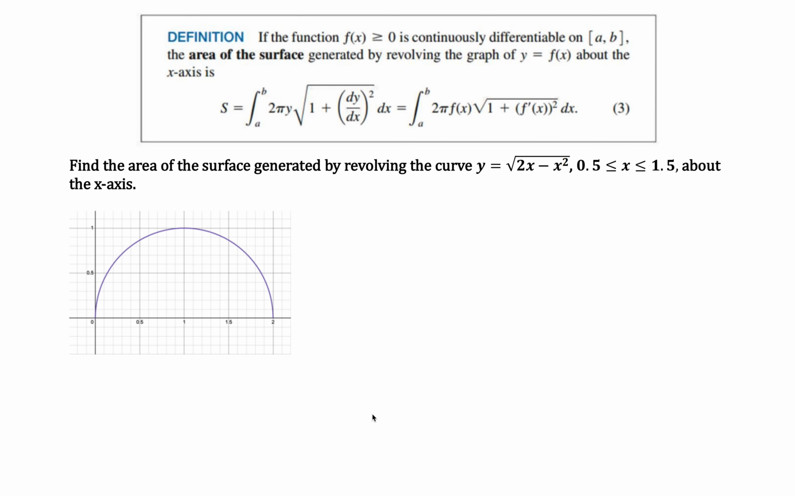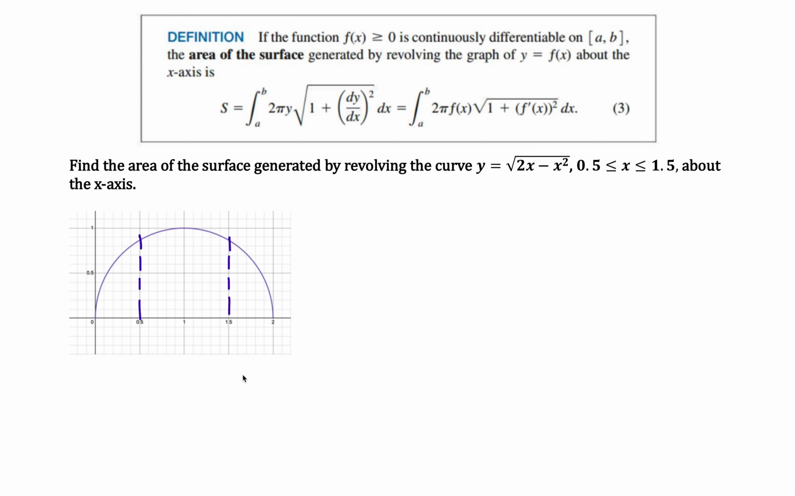So here we're starting out with a half circle. It says, find the area of the surface generated by revolving the curve y equals the square root of 2x minus x squared about the x-axis. And it gives us that x is between 0.5 and 1.5. So in the graph here that I have pictured, we're actually just going to be looking at this region here. So kind of the middle of this circle, or this half circle, we're going to revolve around the x-axis. So to use this formula here, I do need that derivative. I need that dy dx.